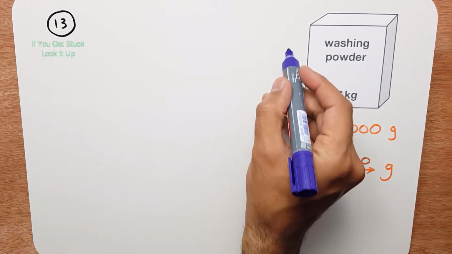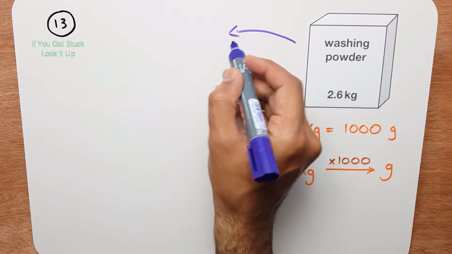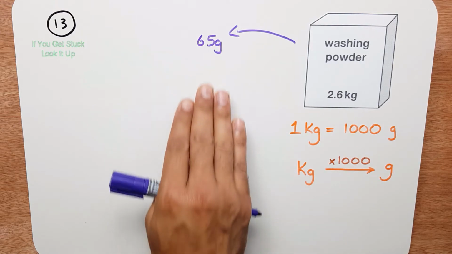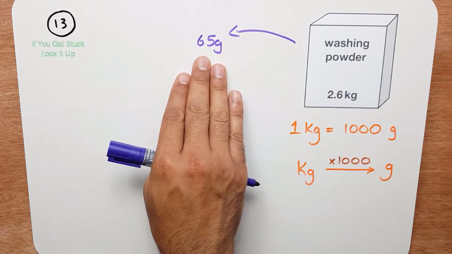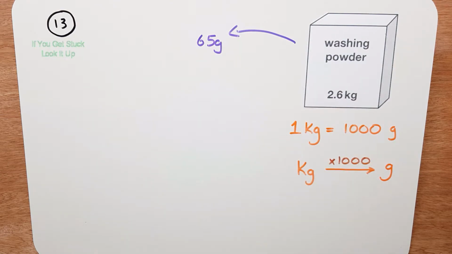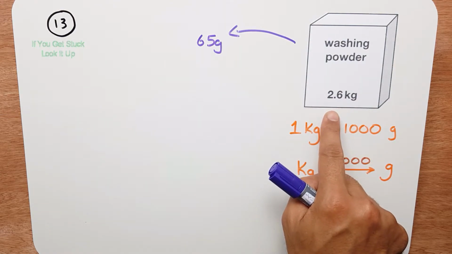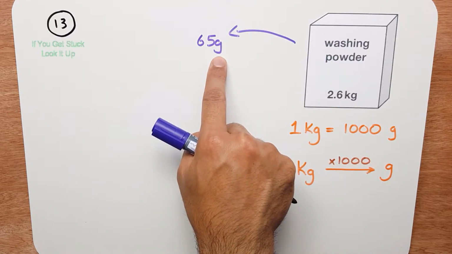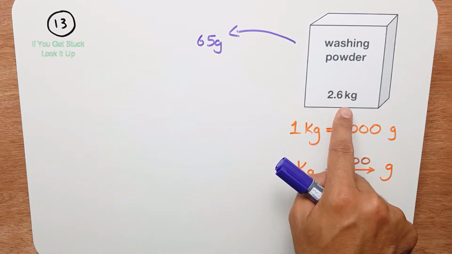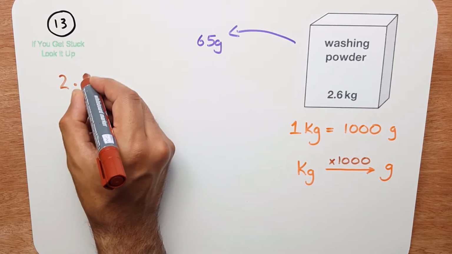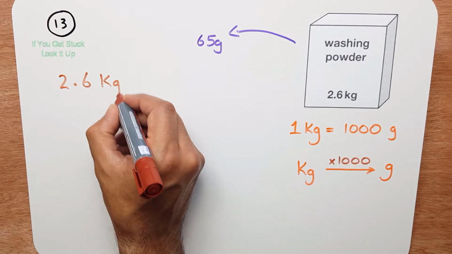Now we're told that Jack uses 65 grams for each wash, and we want to know how many washes can Jack do before that box finishes. Now there's two things to do. First of all, this is in kilograms and this is in grams. So what we need to do is convert this or change this into grams. So we want to know what 2.6 kilograms is in grams.